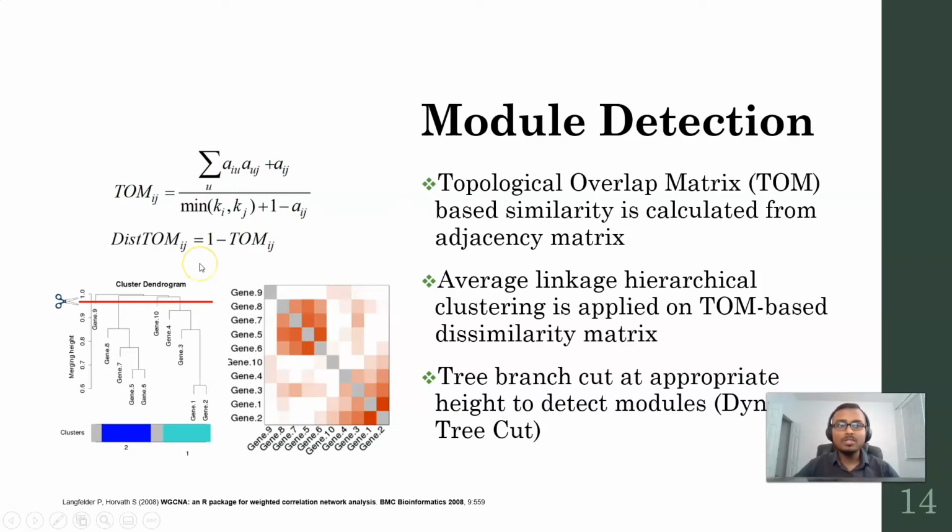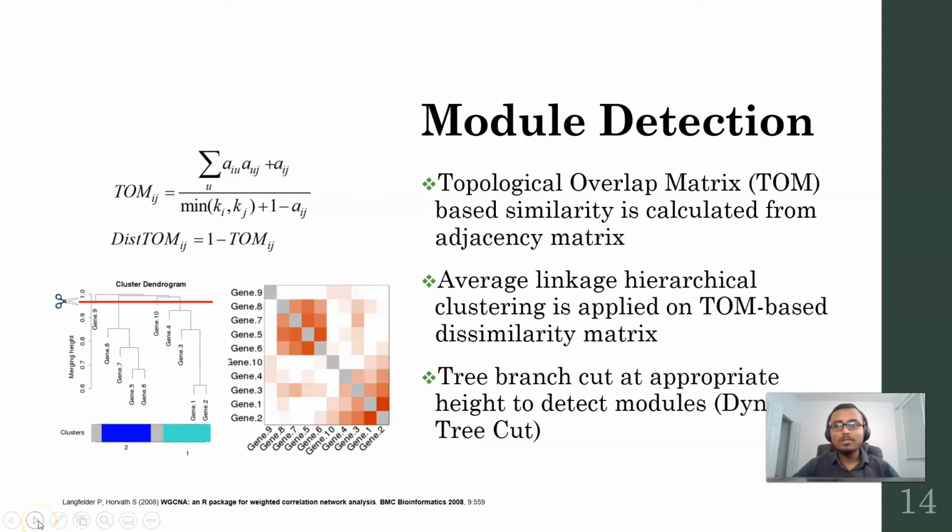And the TOM-based dissimilarity matrix works as a distance matrix that can be used in the clustering algorithm, and here a hierarchical clustering algorithm is applied, which results in a dendrogram, and an appropriate tree height is found using a dynamic tree cut algorithm, and that appropriate tree height is then applied to cut the dendrogram, which results in different trees, and then they were grouped into different modules.